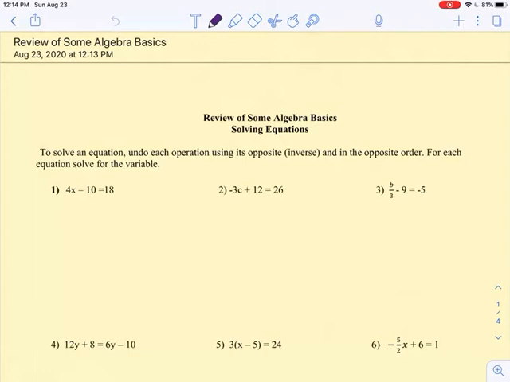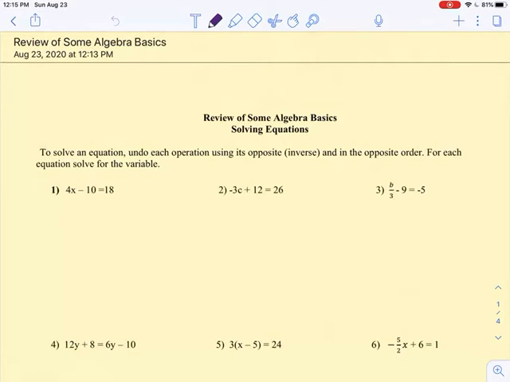I want you to try these on your own and then use the video to check them over. If you want to watch a few and then try them, pause the video and then try it, that would be fine. But you should be trying these and making sure that you know how to do this and you remember how to solve equations and you remember how to factor.